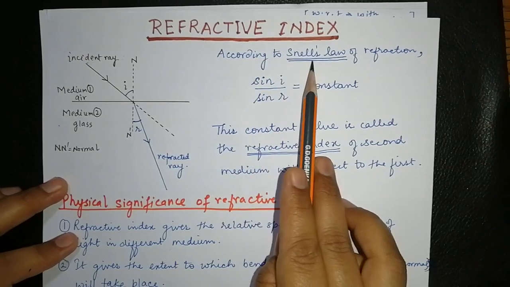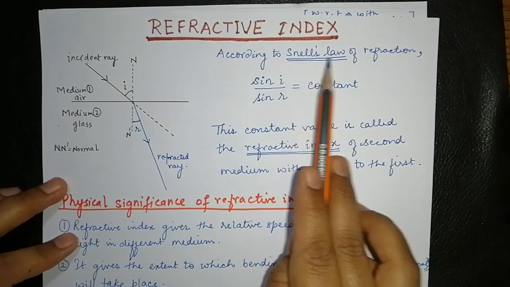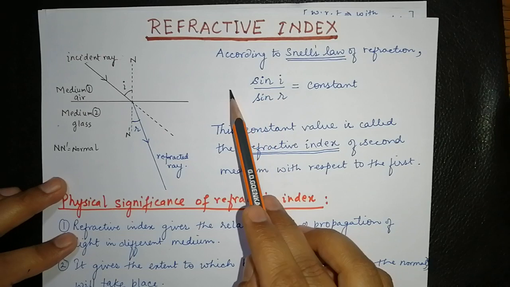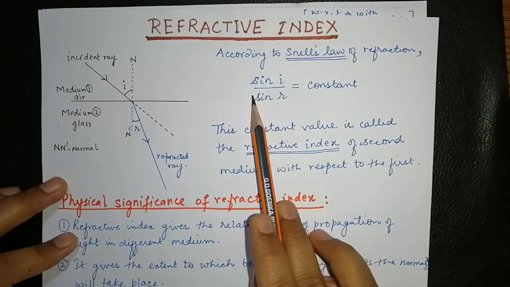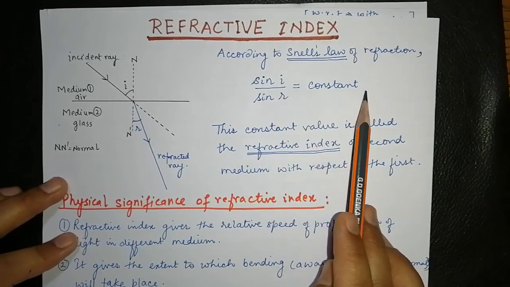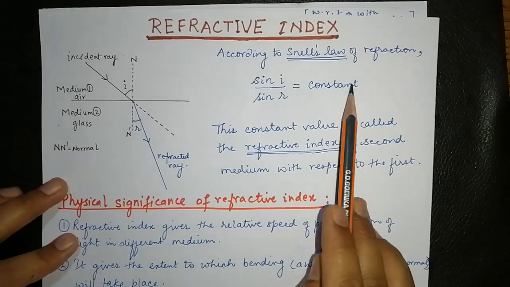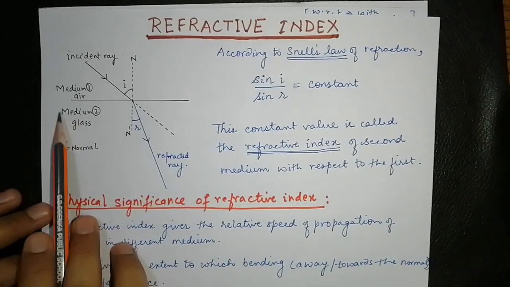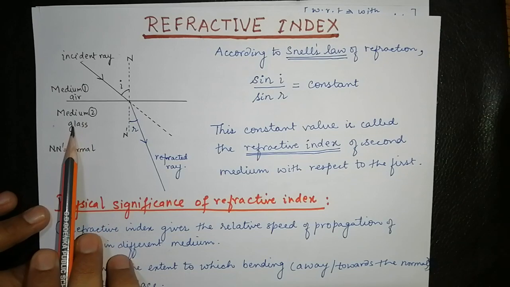Now, you remember from my previous video, we studied Snell's law of refraction. Snell's law of refraction says that sine of I upon sine of R is a constant value, which is known as refractive index.